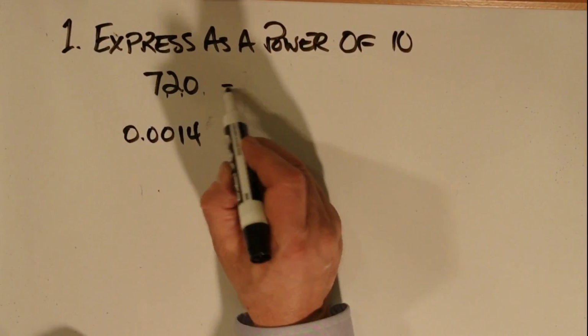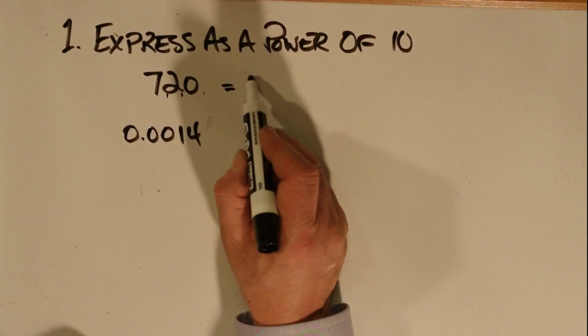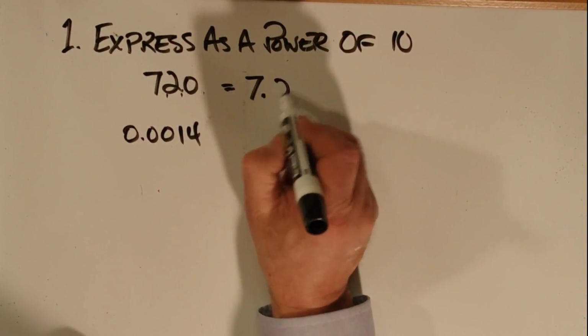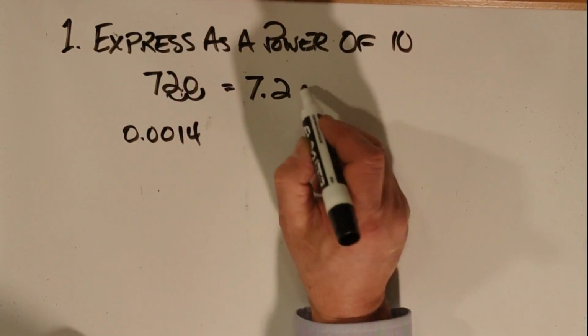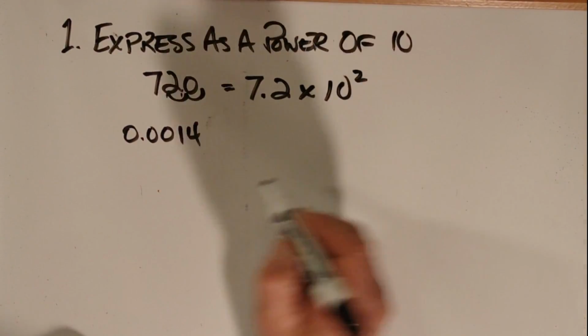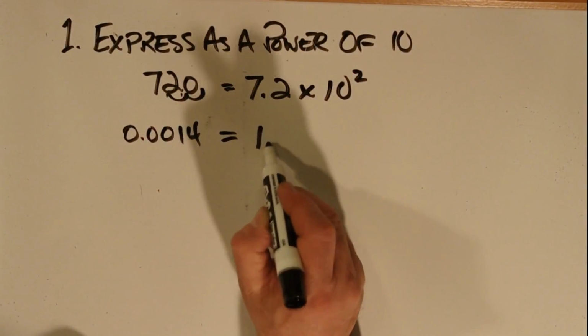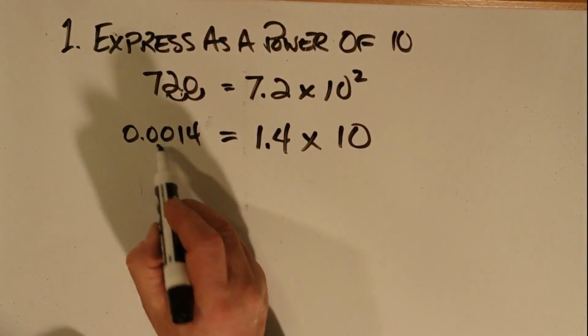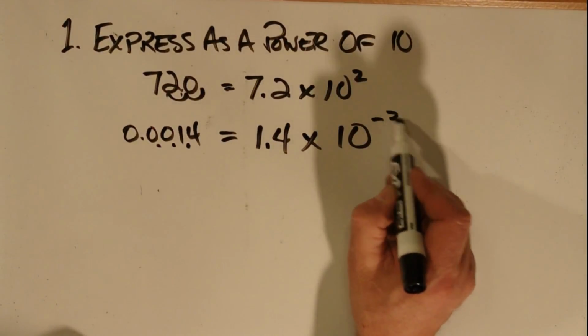For the first number, it's going to be 7.20 times 10 to the 2, since we moved the decimal point over 2 places. The next number will be equal to 1.4 times 10 to the minus 1, 2, 3, minus 3.